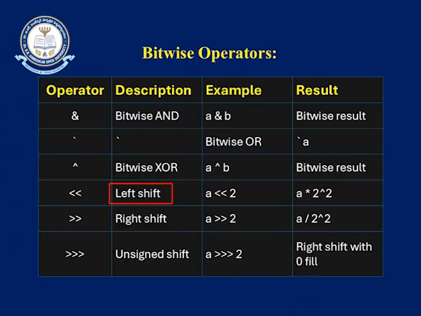Left shift and right shift operators move the bits towards the left or right. If you see here, I am shifting the value a by 2 towards the left side, and here to the right side. The unsigned shift will shift towards the right side by 2 places by adding 0. So these are the different types of bitwise operators that we can use in Java.